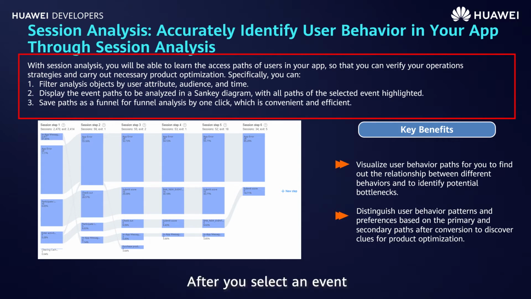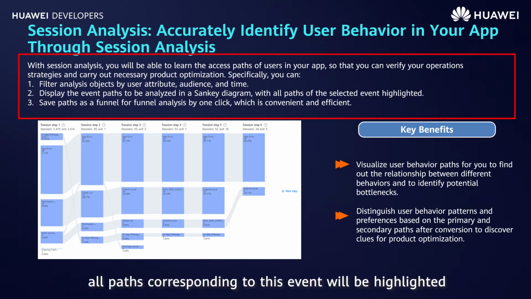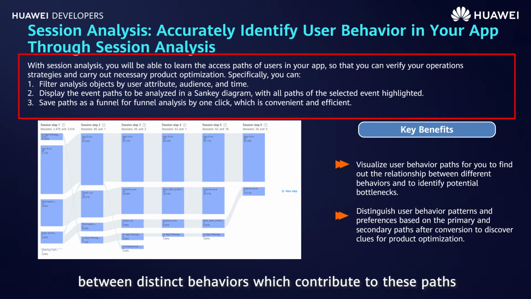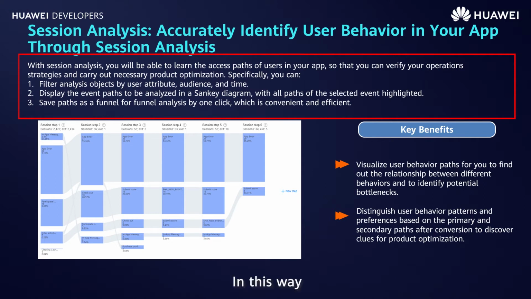After you select an event, all paths corresponding to this event will be highlighted. This helps reveal relations between distinct behaviors which contribute to this path. In this way, you can draw the cause and effect, as well as the source of the bottlenecks.